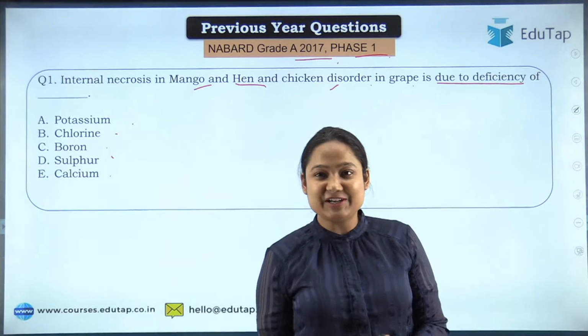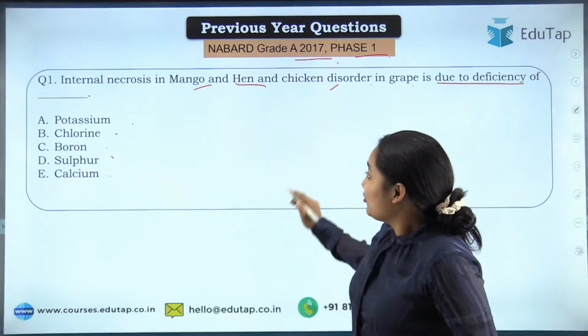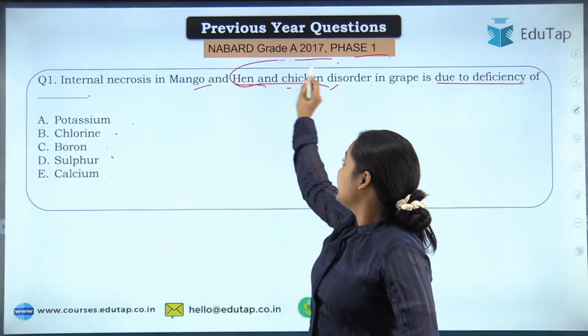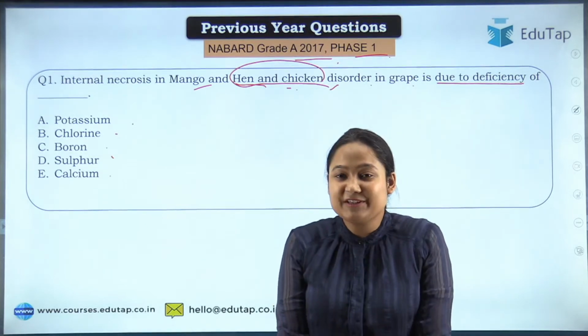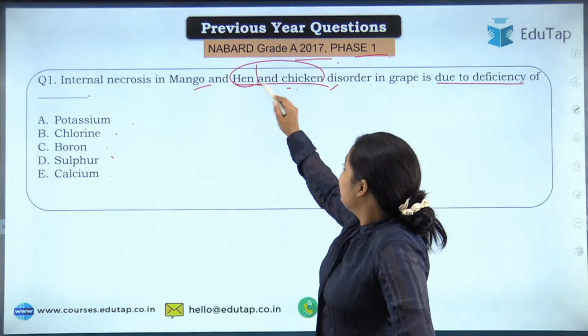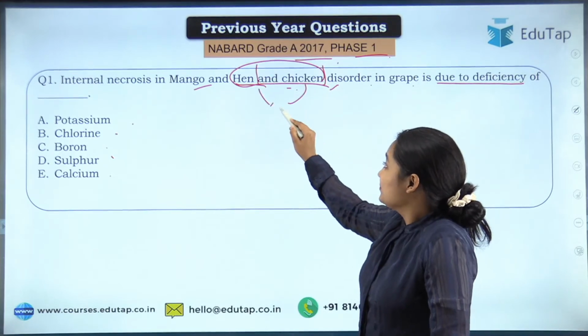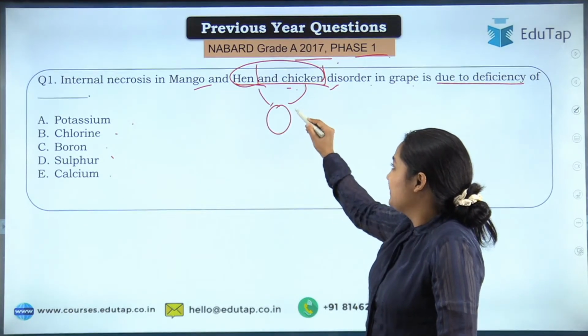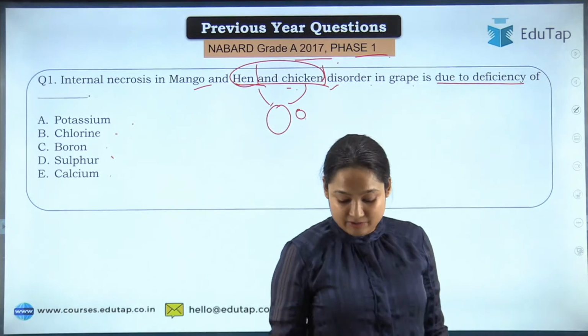Do let me know in the chat, who just remember this hen and chicken that we have talked about. Hens are the bigger bird, chickens are the smaller bird. So some of the fruits were bigger, some of the fruits were smaller. So in what case does it happen?